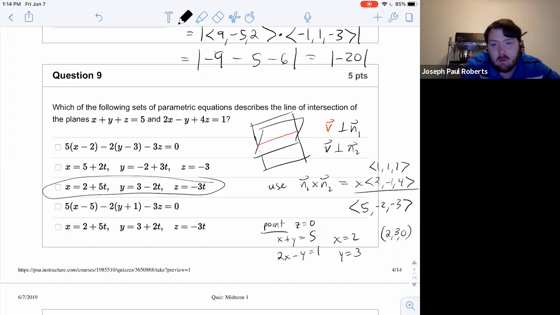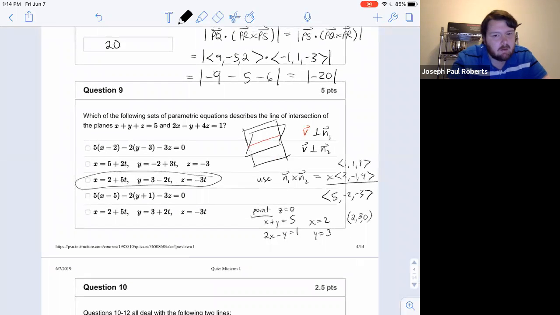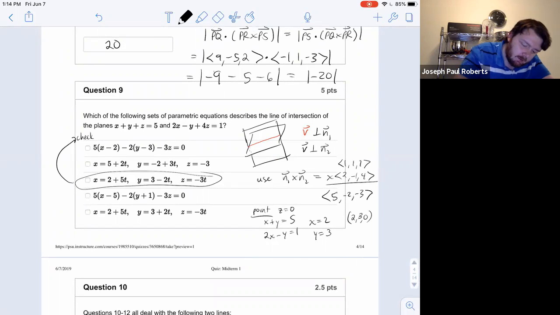Make sure you're doing a line equation, not a plane equation. Okay, and then I mentioned that you could also just check this stuff. Because remember, the whole idea is that if this is the line of intersection of these planes, this line equation has to work in both planes. So you could check that, well, does 2 plus 5t plus 3 minus 2t minus 3t equal 5? And yeah, looks like it does.